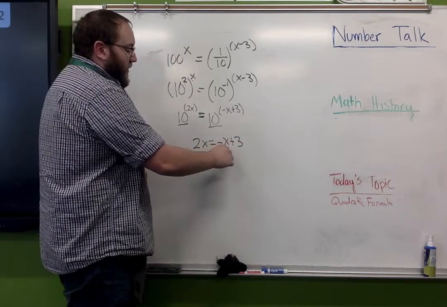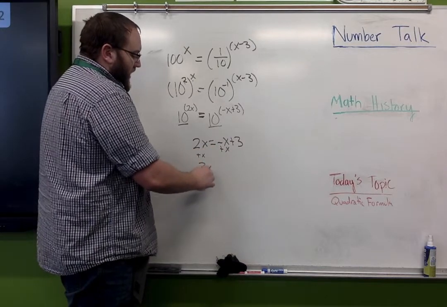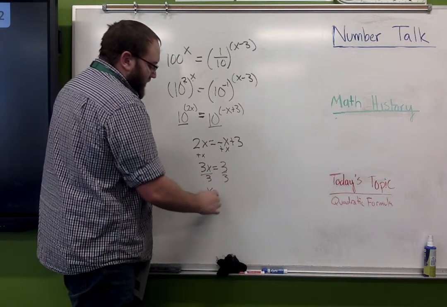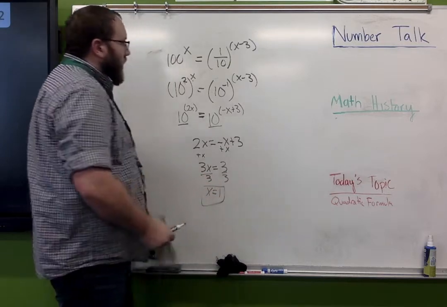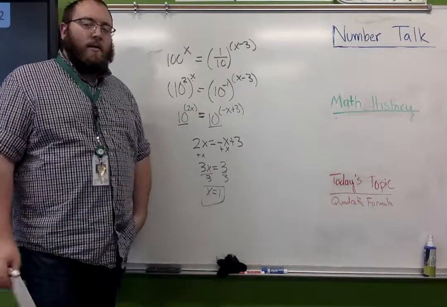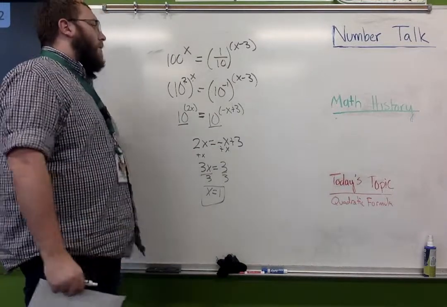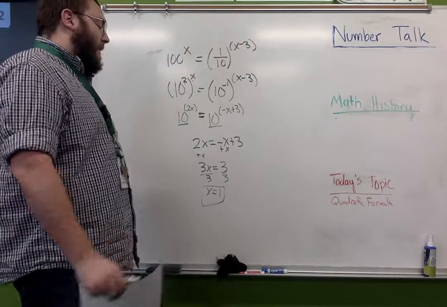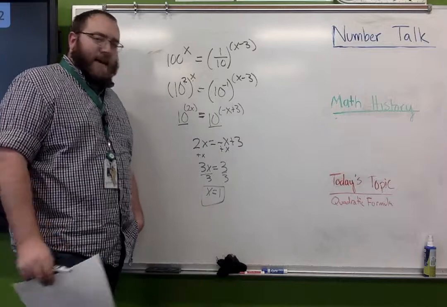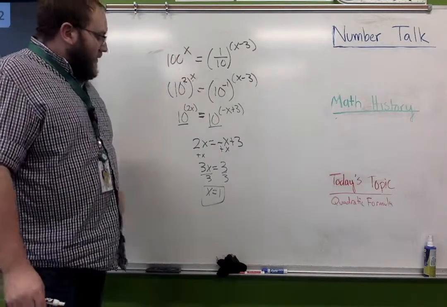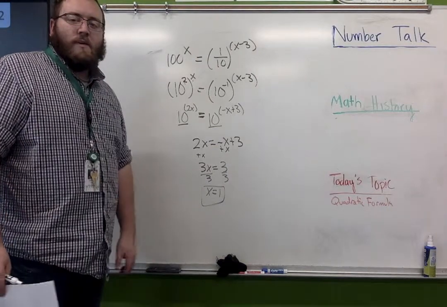So I add x to both sides. 3x equals 3. Divide by 3 both sides. x equals 1. Plug it back into the original. Make sure you're not messing up anything, right? Taking a log of 0 or getting a negative base when you should get a positive base, things like that. Well, we don't. So x equals 1 is our answer.